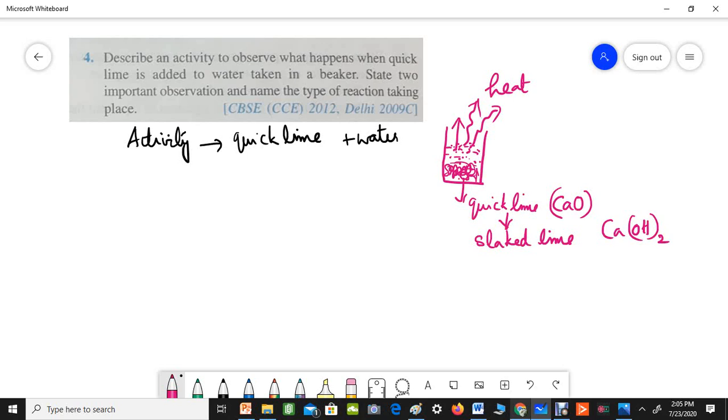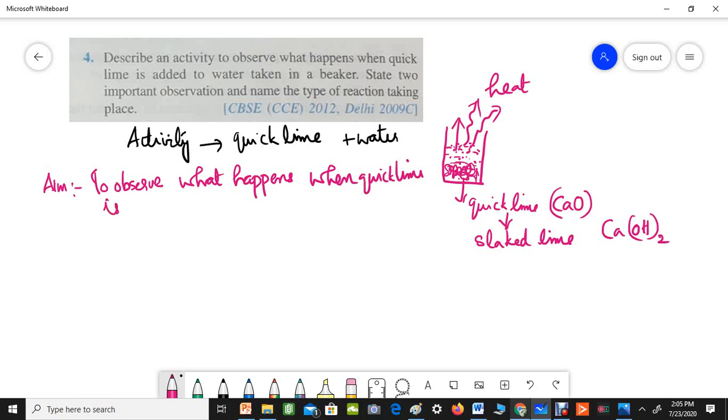Now let me try to write that one. First of all I am going to write the aim of this experiment. What is the aim of this experiment? To observe what happens when quicklime is added to water taken in a beaker.